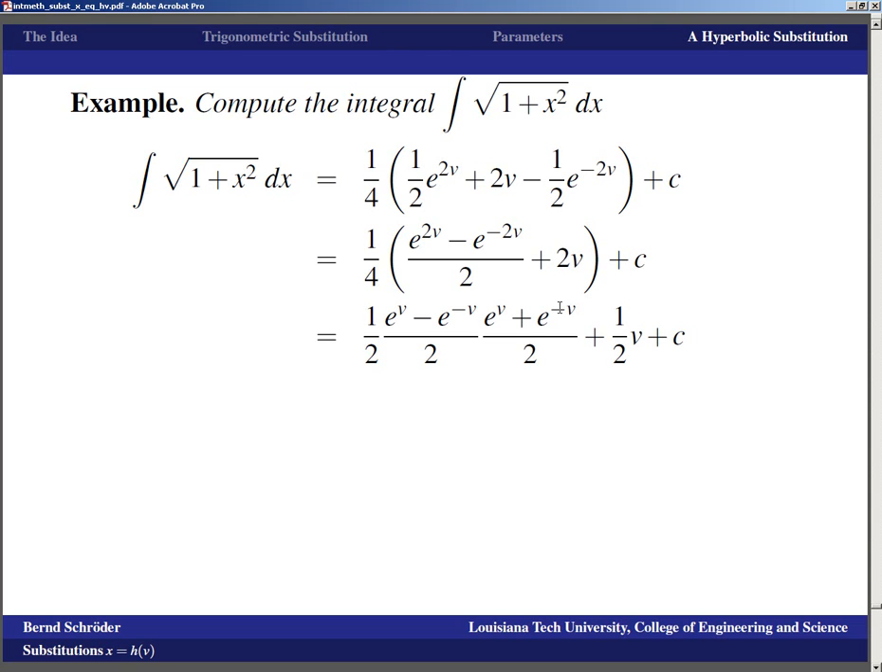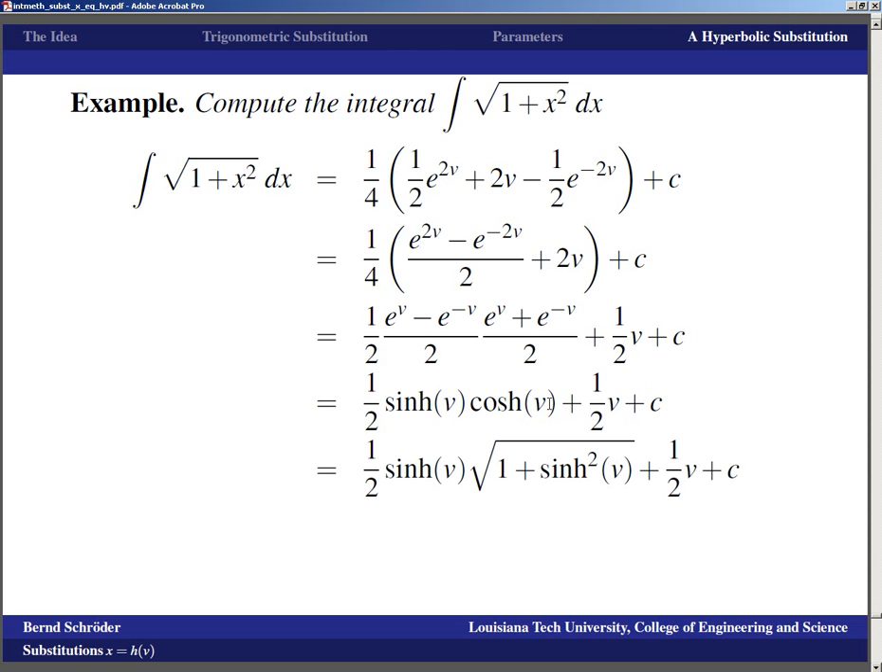Now I want to have hyperbolic sines and cosines, so I need 2s in the denominator. I've got a 1/4 times a 1/2, that's a 1/8. That's a 1/2 times a 1/2 times a 1/2, so that takes care of that first term. 1/4 times 2v is 1/2 v. Then we've got the plus c there. Now this ends up being 1/2 hyperbolic sine of v times hyperbolic cosine of v, plus 1/2 v plus c.